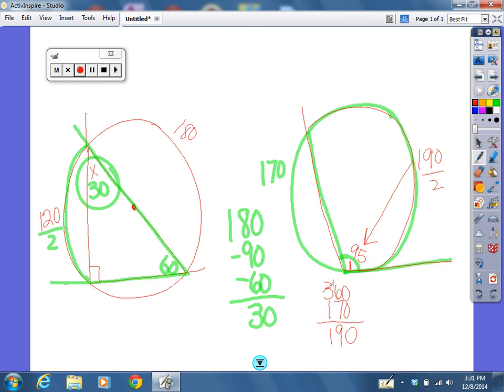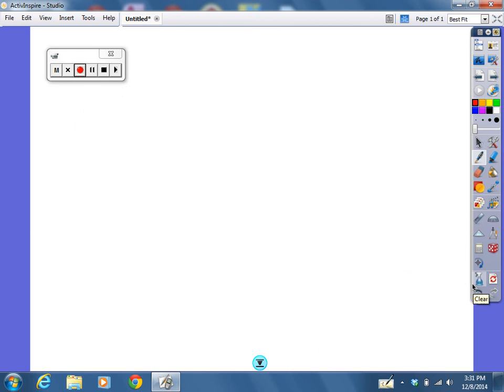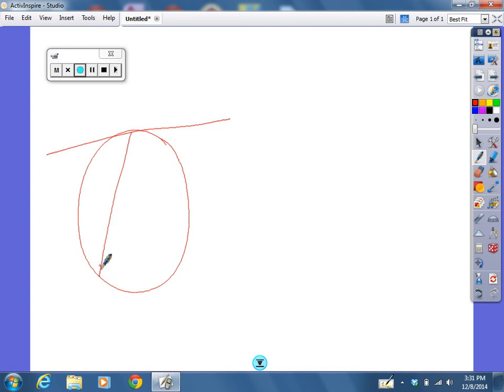Okay, inscribed angles. All right, let's do another one because this seems to be the harder one for you guys today. Here's another circle. I have a tangent that goes through here. I've got this, and I know that this angle right here is 58 degrees. But what do I want to know? I want to know how much this arc is over here.